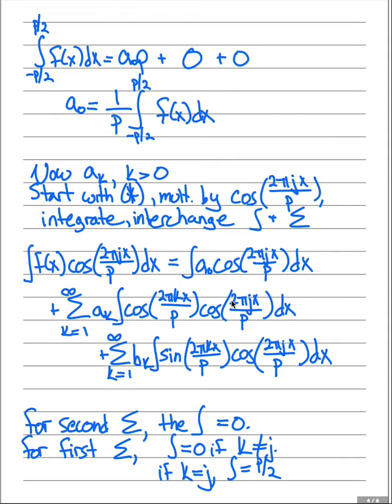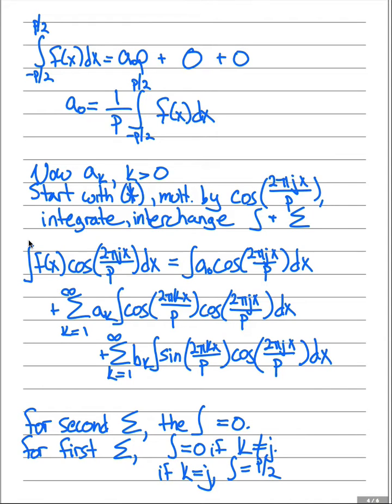However, if j happens to equal k, then what we really have here is the integral of a cosine squared term, cosine squared of 2 pi k x over p. And what that integral turns out to be is p over 2. You can again do that directly by hand or using Mathematica. And I'll say that for brevity, I've neglected to write the limits of integration, but it's always minus p over 2 to p over 2.